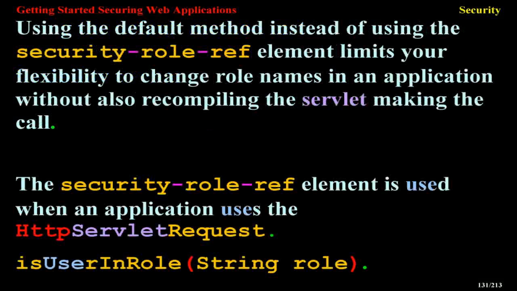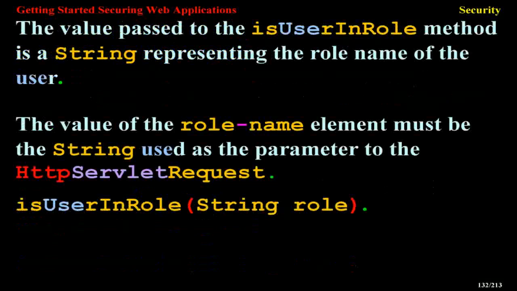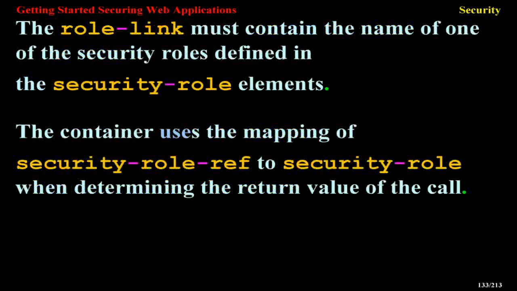The security-role-ref element is used when an application uses the HttpServletRequest.isUserInRole(String role). The value passed to the isUserInRole method is a string representing the role name of the user. The value of the role-name element must be the string used as the parameter to the HttpServletRequest.isUserInRole(String role). The role-link must contain the name of one of the security roles defined in the security-role elements. The container uses the mapping of security-role-ref to security-role when determining the return value of the call.